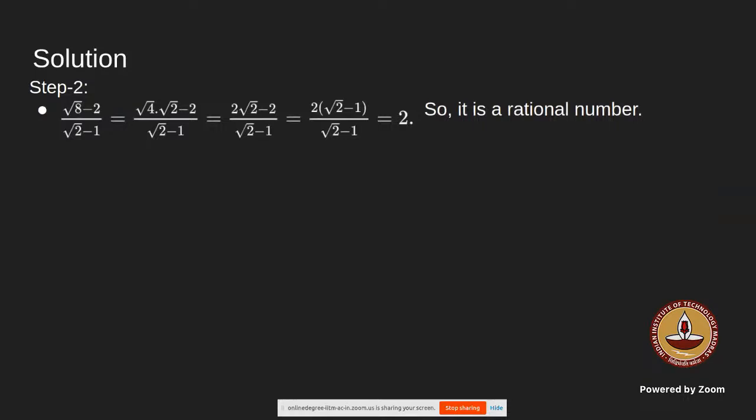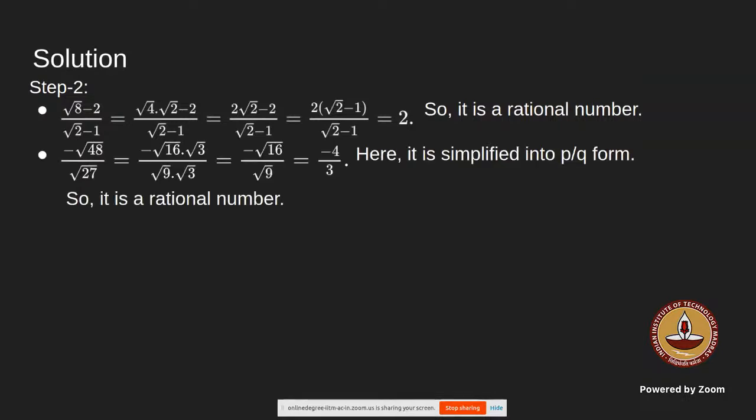This is the fifth one, right? Root 8 minus 2 by root 2 minus 1. Again, we can rationalize it and it will give us 2, right? Because root 8 I can express as root 4 into 2, that is 2 root 2. I can take 2 common, so I get 2 into (root 2 minus 1). Now root 2 minus 1 gets cancelled from the denominator and numerator, so I am left with 2. This is an integer, 2 by 1, so it is a rational number. So this one is also a rational number.